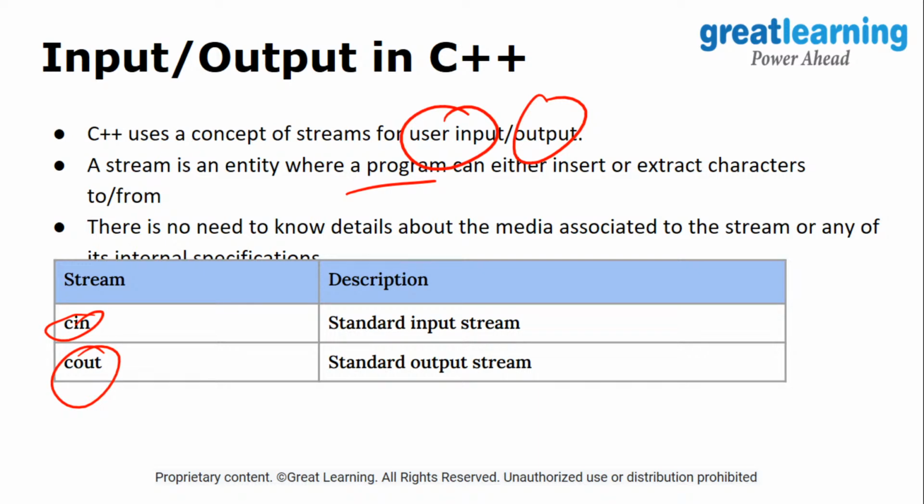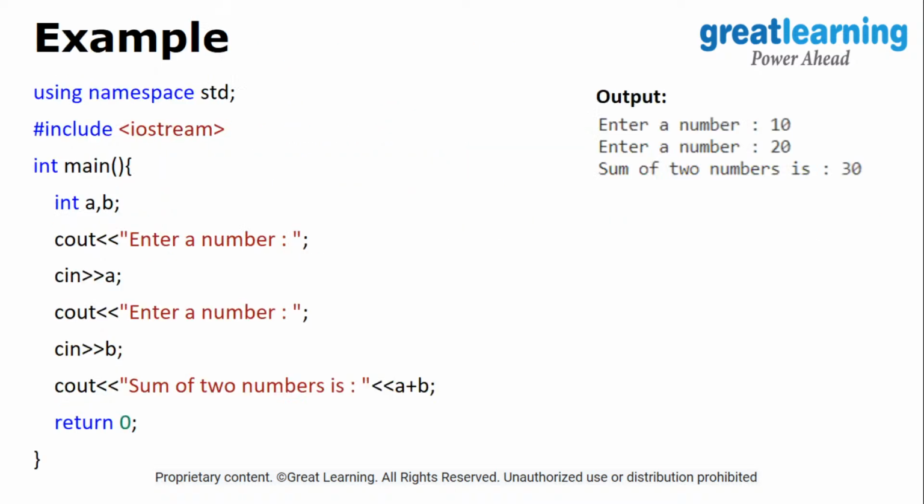We don't care about what internally happens or any internal specifications, we are not dealing with that. We just use these things because this is the standard input stream and standard output stream. This is the ease of using and including the iostream, right? These are the two streams that help us a lot in getting the input and printing out that input. Okay, so let's see a program.